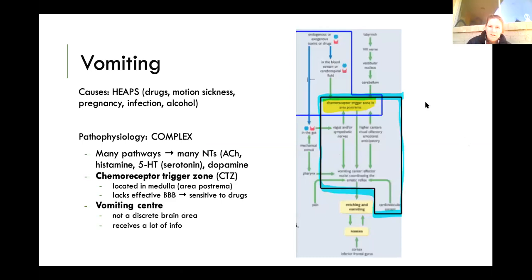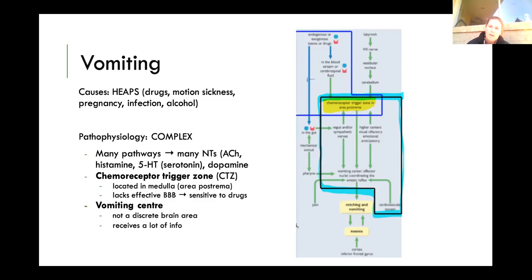And then I just chucked a quick slide in about vomiting, because there's a lot of antiemetic drugs, which we'll go through. But basically, it's a complex pathophysiology, and there's two main parts. So the chemoreceptor trigger zone, which is located in the medulla, the area postrema, and that lacks an effective blood-brain barrier. So it can be sensitive to drugs.